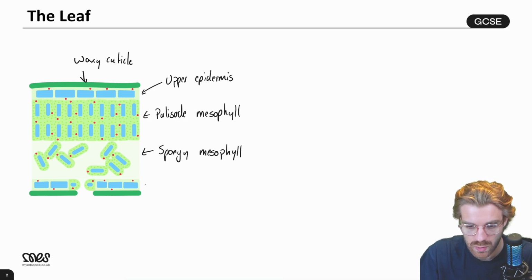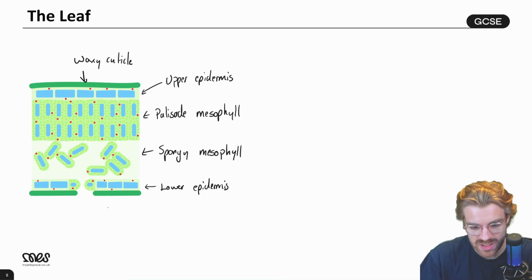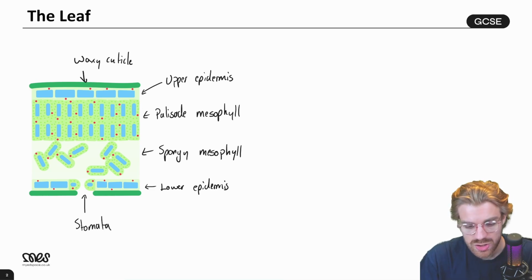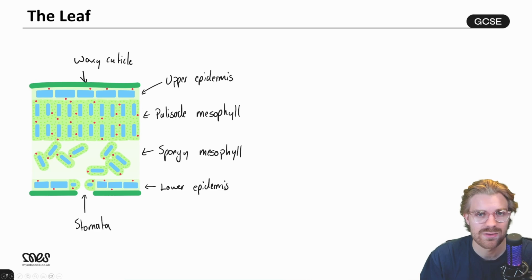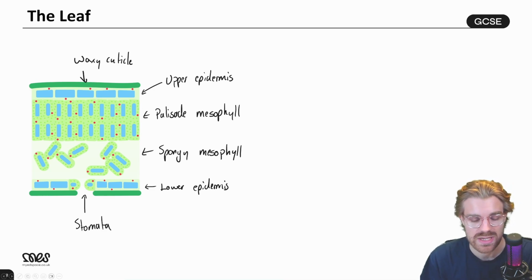Underneath the spongy mesophyll, we have our lower epidermis. This is our protective layer on the bottom of the leaf. And within the lower epidermis, we have these little gaps. These are the stomata. So the stomata are the holes that allow gases to diffuse in and out of the leaf. Things like carbon dioxide need to diffuse in, things like water vapor need to diffuse out.